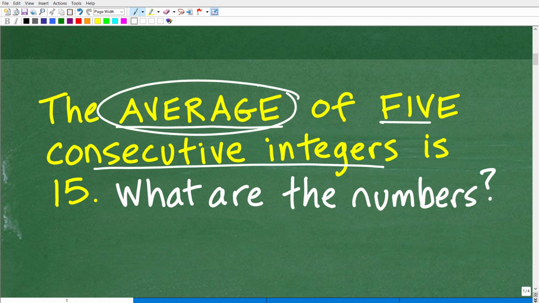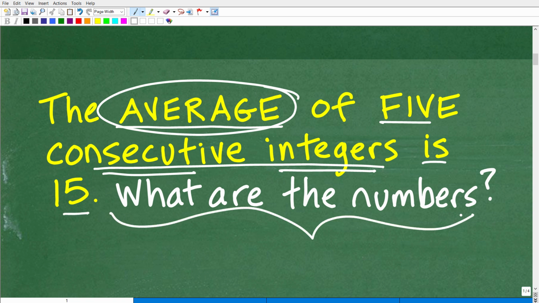So we need to think back: how do we calculate the average of anything? We'll talk about that in a second. So we're going to be finding the average of 5 consecutive integers. We need to know what these words mean here. The average is 15. We're looking for these numbers. Okay, so you've got to really fully understand the question.